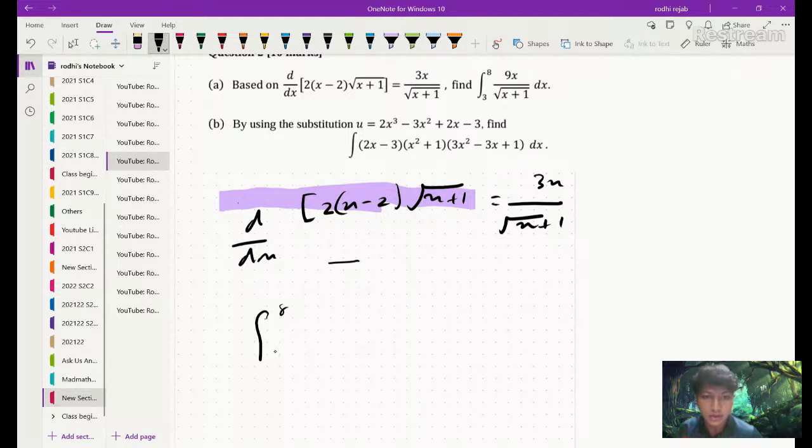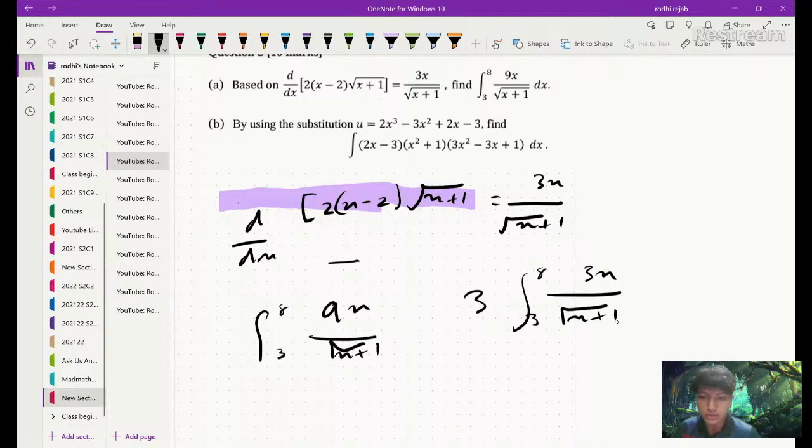The question gives us: integrate 9x over square root of x plus 1. So based on this question, we will factorize the 3 out of 9x. So we will get 3 times 3x over square root of x plus 1. So based on this, we know that if we integrate the 3x over square root of x plus 1, we will get the d over dx equation. So we just have to substitute the equation.